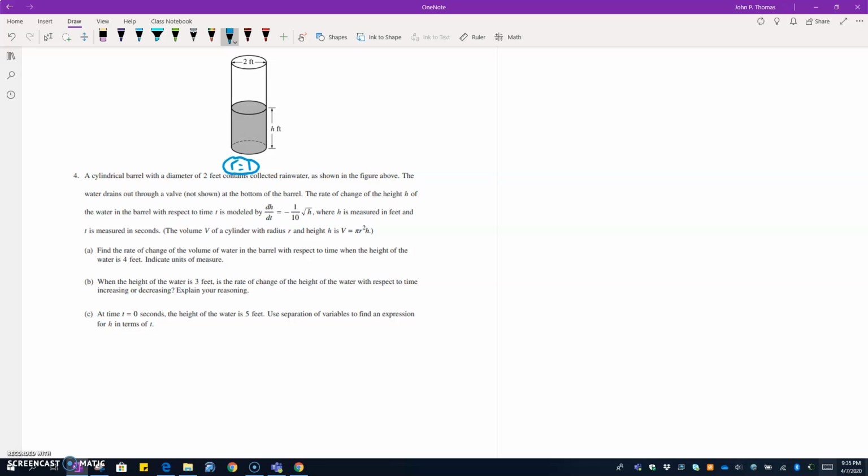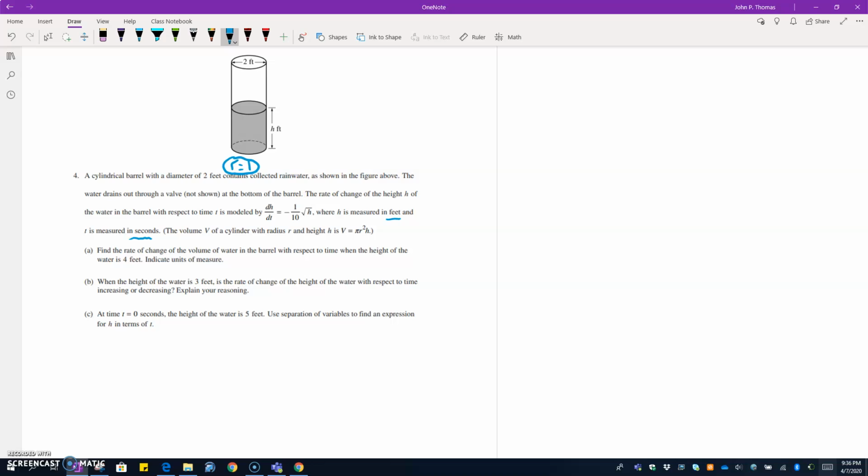It continues on, as shown in the figure above. The water drains out through a valve not shown at the bottom of the barrel. The rate of change of the height, h, of the water in the barrel with respect to time is modeled by this equation, where h is measured in feet and t is measured in seconds. And then they tell us the volume formula. College Board is really good about this. They don't want it to be a memorization-based test.